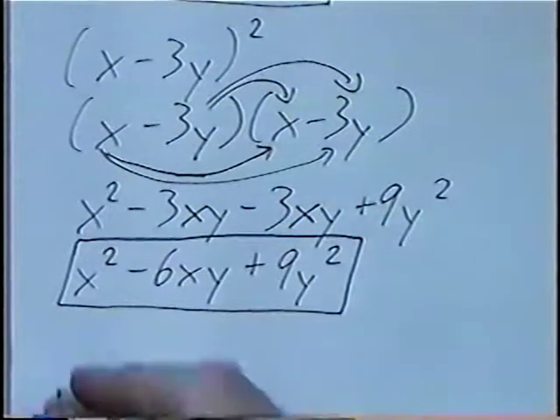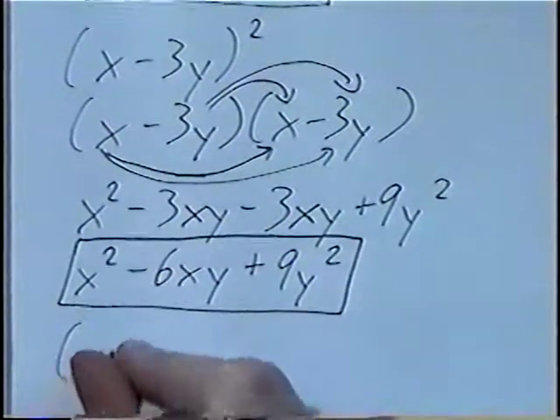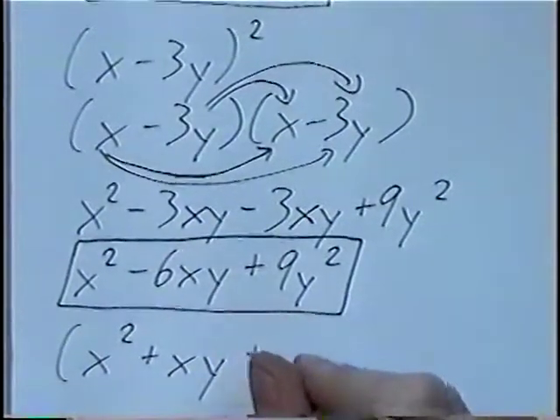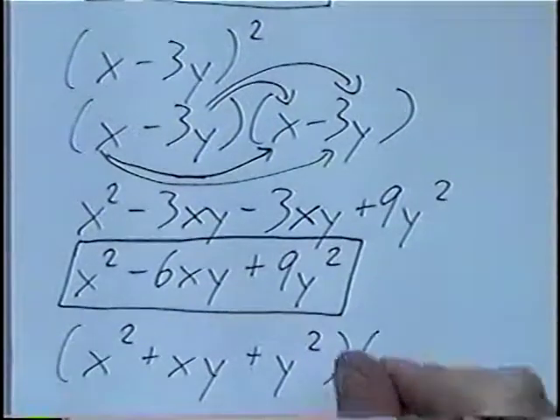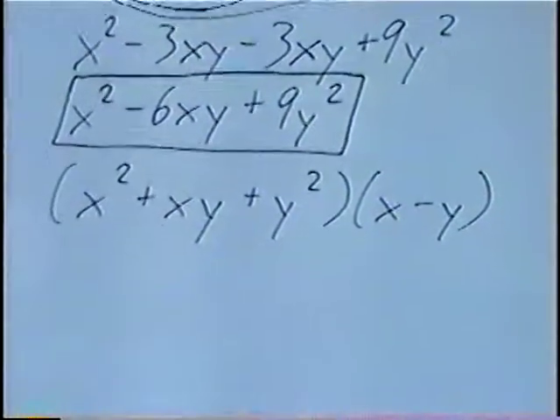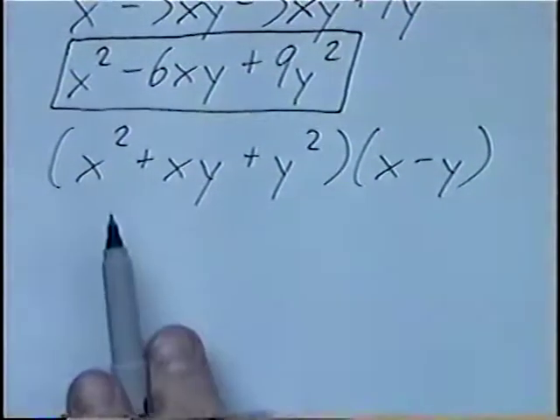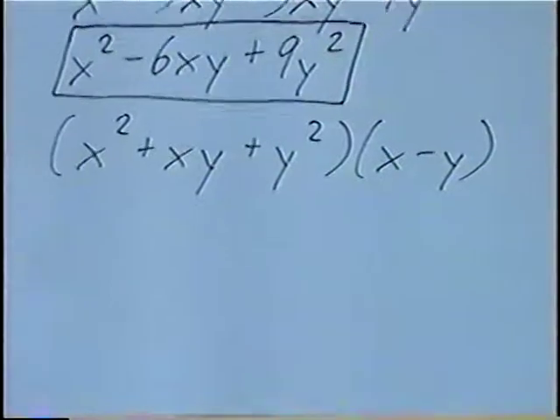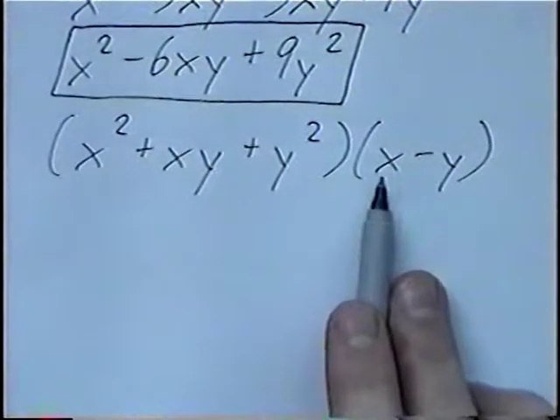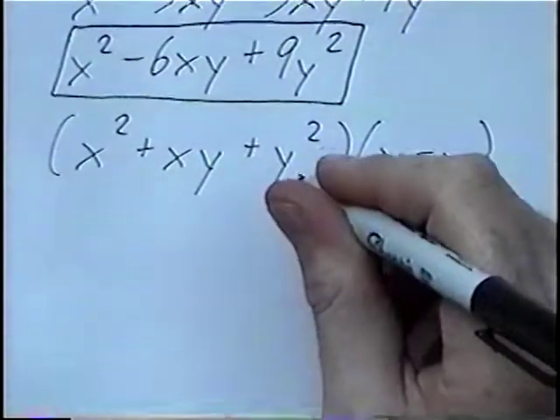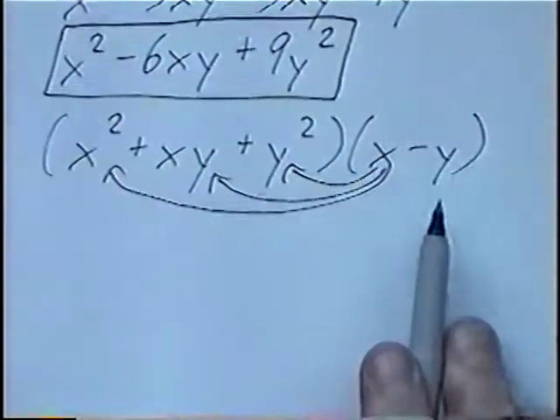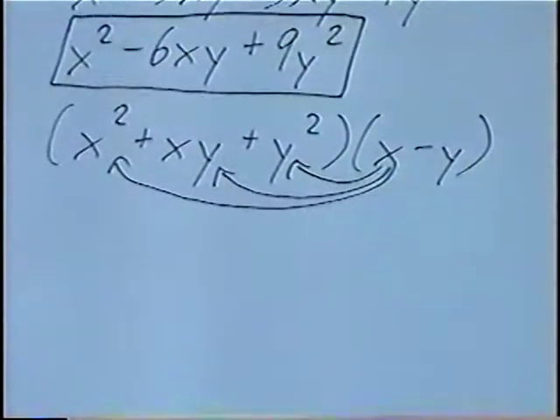And the last question for the section. The first parentheses, x squared plus xy plus y squared, times a second parentheses, x minus y. Multiplying, we have a trinomial with 3 terms times a binomial with 2 terms. Similar to distributive property, we can multiply x times each of the 3 terms inside the parentheses. And after that, we can multiply y times each of the 3 terms.